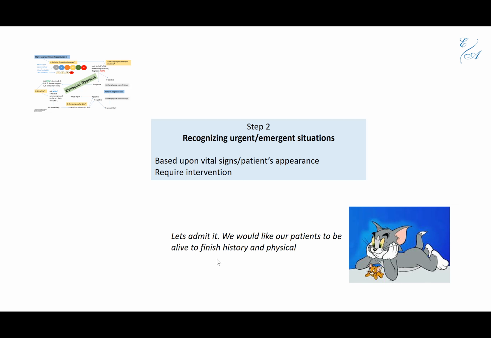So step number 2 is that you will look at the patient and make sure that there is no urgent or emergent situation. Urgent and emergent situations are basically life-threatening situations, which are usually assessed based upon a patient's vital signs or the patient's appearance. So for example, blood pressure, heart rate, temperature, oxygen saturation, respiratory rate, and just the overall general appearance of the patient. This data needs to be gathered or examined before we proceed further, because sometimes you will need to intervene before you finish the evaluation, because believe it or not, we would like to have our patients alive in order to finish our evaluation.